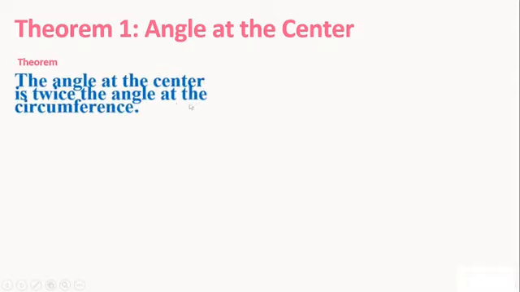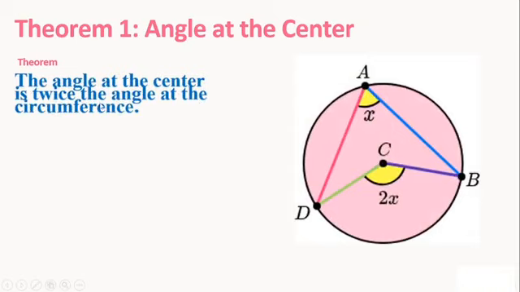So let us look at our first theorem, which is the angle at the center. So let's look at the diagram right here. We are saying the angle at the center is twice the angle at the circumference. So when you look at the diagram right here, we have this center right here. On the center, we have the angle which is 2x. Okay, so right here we have this angle 2x, and on the circumference we have this angle which is what? X. So we are saying the angle which is right here at the center is 2 times bigger than the angle which is on the circumference.